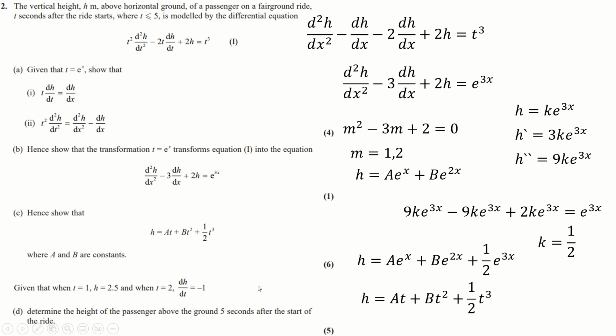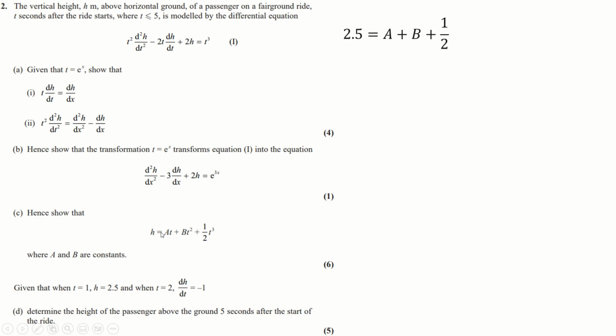So put in 1 and 2.5 into this, and we end up with this. Pretty clearly, you get this, I guess, if you simplify. And then to make this one useful, we're just going to have to differentiate this line here, which gives us dh by dt. It's just a plus 2bt plus 3 over 2t squared. Put in these two values now.